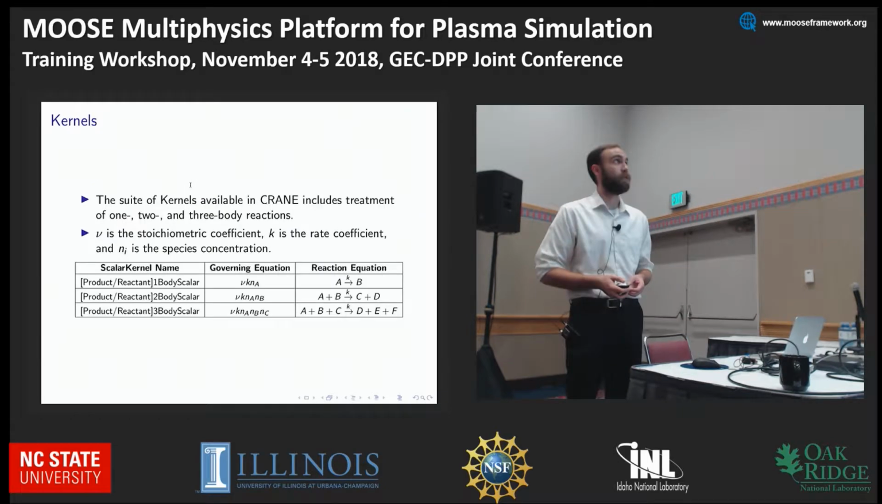Three-body reactions. So this is just a simple table showing the three different kernels. In these equations, in the center column here, nu is the stoichiometric coefficient, k is the rate constant, or rate coefficient, and n sub a, b, or c is just the species densities. And it will automatically read a reaction written in that form.